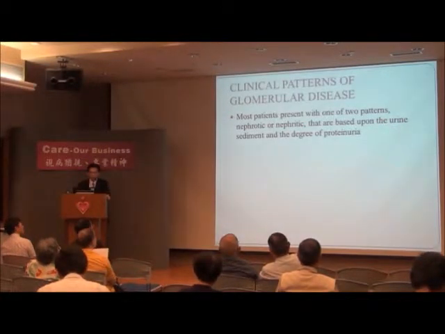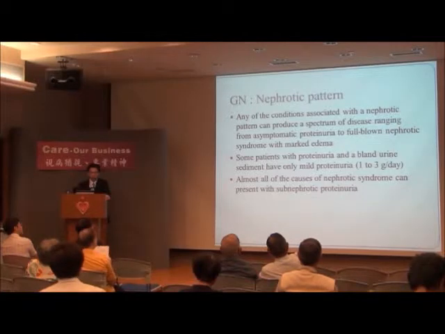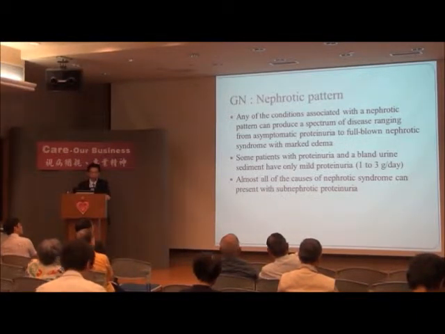Most patients with GN present with one of two patterns, nephrotic or nephritic. They are based upon the urine sediment and degree of proteinuria. For the nephrotic pattern, proteinuria is usually above 3.5 grams per day with hyperlipidemia, edema, and lipiduria, which is full-blown nephrotic syndrome. Any of the conditions associated with the nephrotic pattern can produce a spectrum of disease, ranging from asymptomatic proteinuria to full-blown nephrotic syndrome with marked edema in patients.